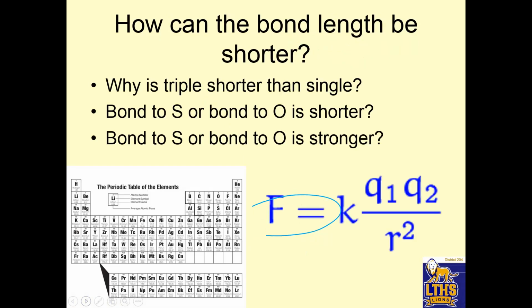How can the bond length be shorter? Why is triple shorter than single? Well, they pull in more. Triple pulls in more.